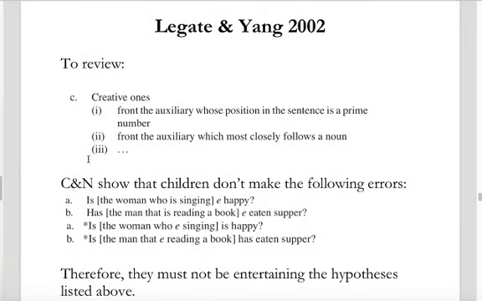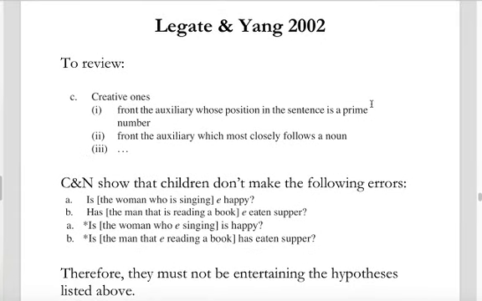And obviously, nobody thinks that children are entertaining this as a hypothesis or that it needs to be ruled out. But if that's your position, that children don't ever consider rules like front the auxiliary whose position in the sentence is a prime number, that has to be ruled out by something. And an innate bias on which aspects of syntactic structure you pay attention to would do that. Here's another weird one. Front the auxiliary which most closely follows a noun. Again, you'd have to rule that out in order to get the right generalization. It's not just front the first auxiliary. It's any number of simple yet incorrect hypotheses about how auxiliary fronting works.